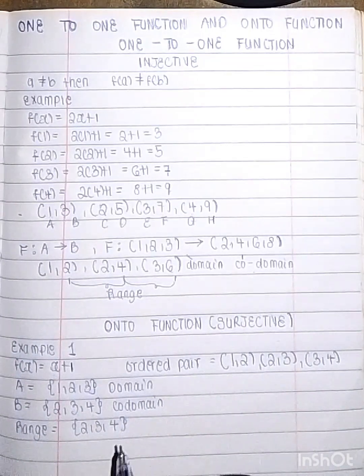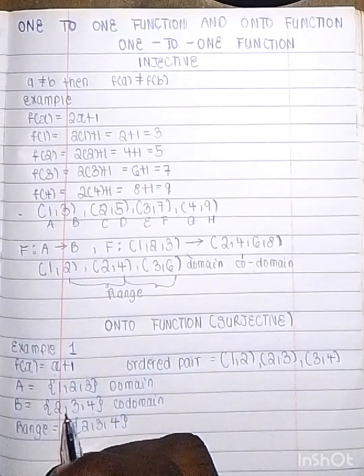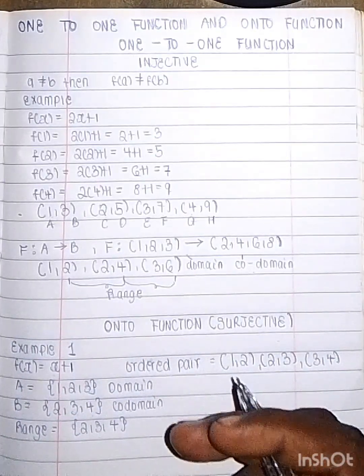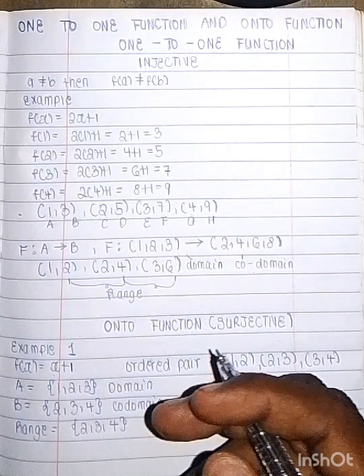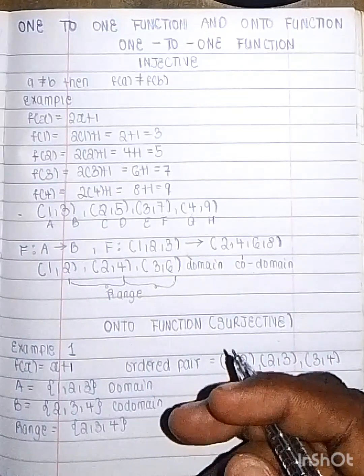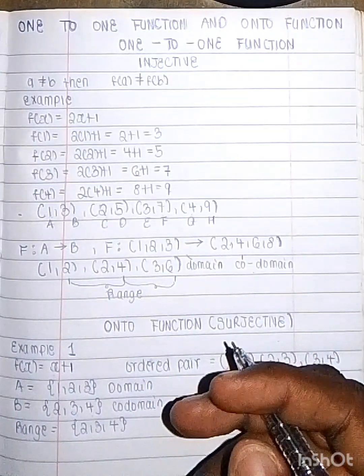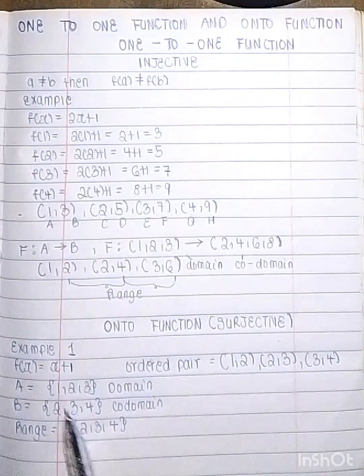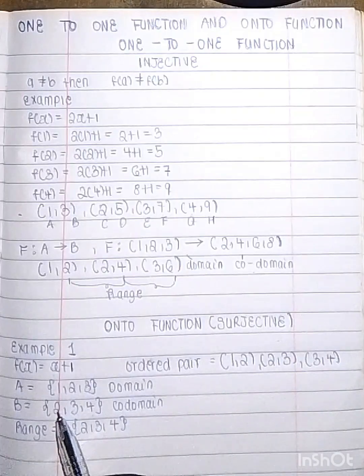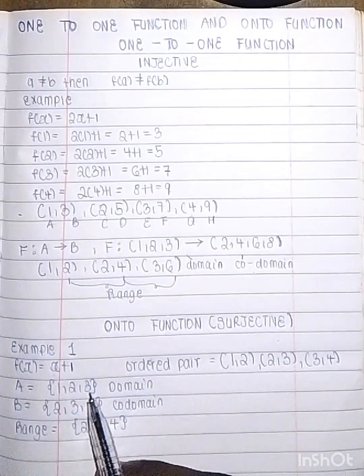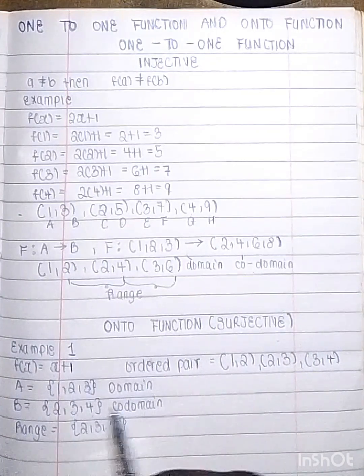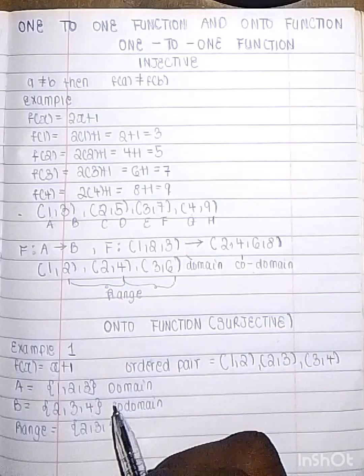Why is it an onto function? Because every element in the codomain is involved when forming the ordered pair. I said earlier that an onto function, also called the surjective function, is a function where every element in the codomain has at least one element from the domain mapping to it. You can see here that 1 maps to 2, 2 maps to 3, 3 maps to 4. Every element in the domain maps to all the elements in the codomain. So this is an onto function.